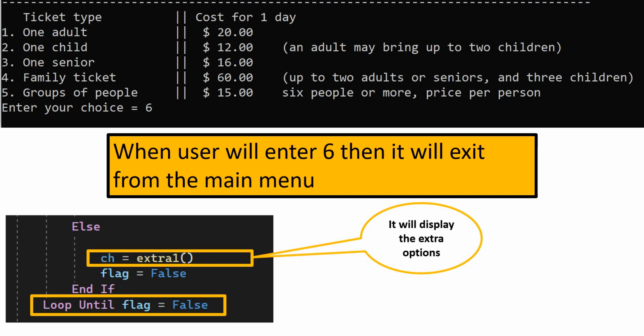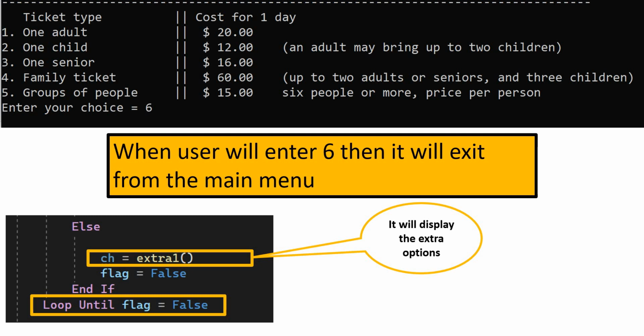When I press something other than 1 to 5, such as 6 and onward, or any number that is not between 1 and 5, then it will exit from the main menu. When the user enters 6, it will exit from the main menu, and then it will display the extra options.